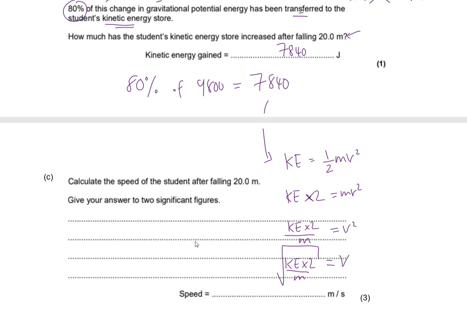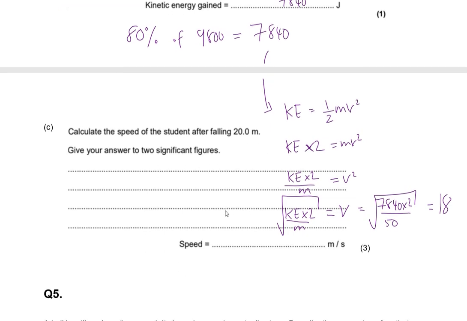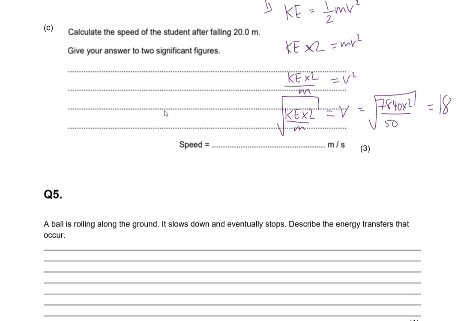So therefore this is equal to the energy times 2 divided by the mass, and the mass you know is 50, and the whole thing square root, and the answer we should get is roughly about 18. Okay, roughly about 18 in this case. Okay, now the question says 2SF, so therefore you need to write your answer in 2SF. Okay, so 18 in this case.